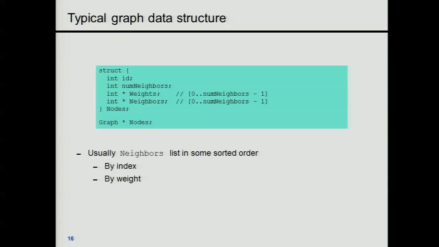And typically, in order to optimize our algorithms, this is something that the MTGL libraries and things like that really can't do because they don't know your particular problem. But typically, we'll sort the neighbor list here, either in terms of the index values or the weights or something, so that we have fast access depending on the particular algorithm that we want to execute.